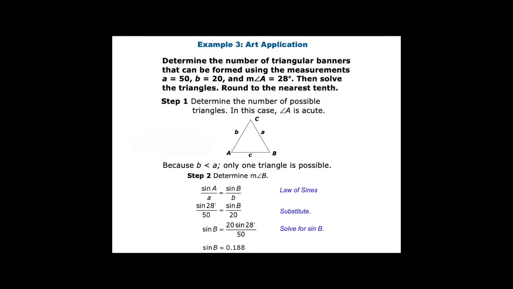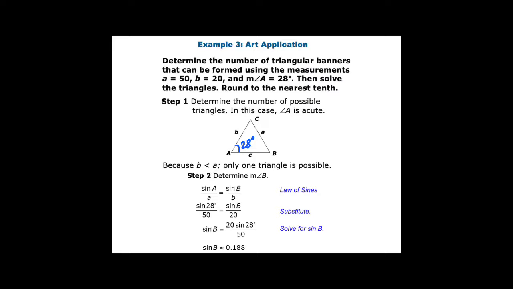Example 3, determine the number of triangles that can be formed using the measurements a equals 50, b equals 20, and measure of angle A equals 28 degrees. Then solve the triangles, rounding to the nearest tenth. Step 1, determine the number of possible triangles. So we know A is acute, because it's only 28 degrees. And so because b is less than a, there is only one triangle possible.